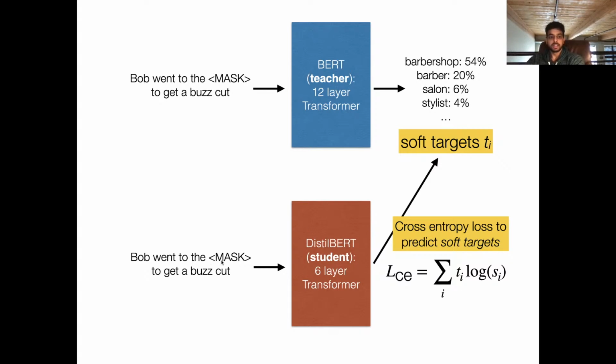So this model is also going to get a separate component of its loss, also using the cross entropy loss, with just 100% of the probability focused on the correct word, barbershop. But you're going to do a weighted average of the hard target loss with this loss over the soft targets, which are produced by the teacher model. Okay, so that is the general principle of knowledge distillation.